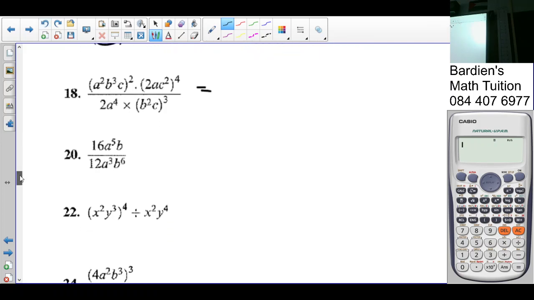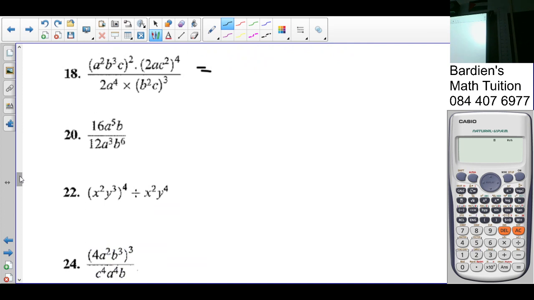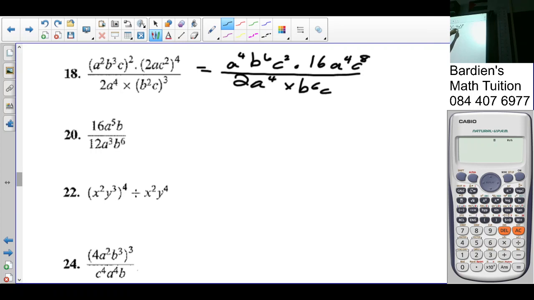We're going to do this first. So what are the exponents on the brackets? So a squared b cubed c raised to the power 2 can be written as a to the 4 b to the 6 c to the 4 times 2 to the exponent 4, which is 2 times 2 times 2 times 2, which is 16 a to the 4 c. You guys understand? Over 2 a to the 4 times b c.